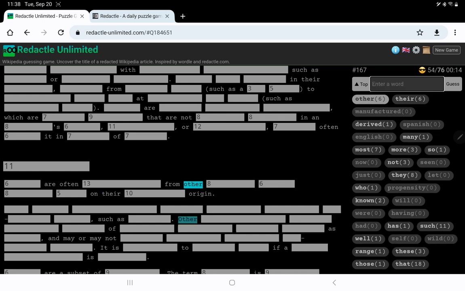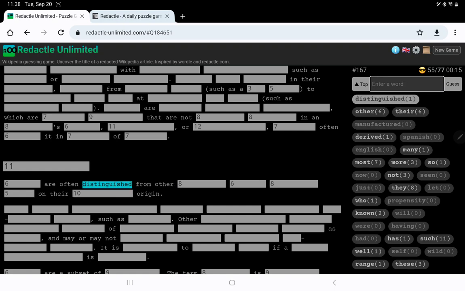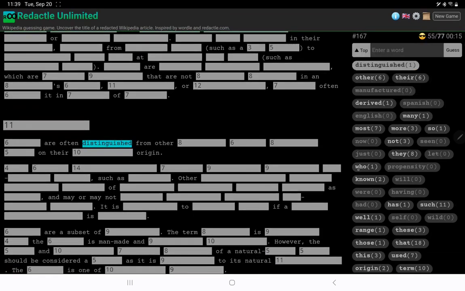Maybe something from other. Is it distinguished? Yes, 6 are often distinguished from other 8-6. 8-5 on their something origin. Genetic origin? Are we talking about animals of some kind?